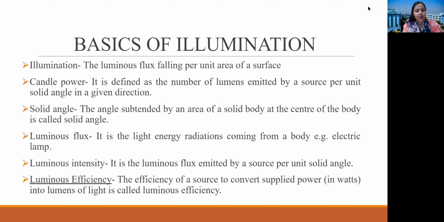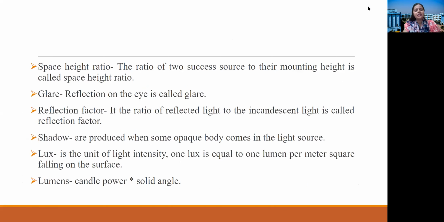Luminous efficiency: the efficiency of a source to convert supplied power into lumens of light is called luminous efficiency. So the luminous flux to the supplied power is equal to the luminous efficiency. Space-height ratio is the ratio of the distance between two successive sources to their mounting height.